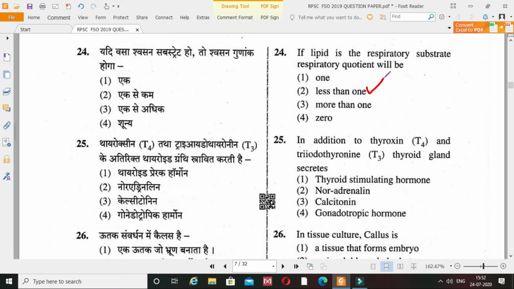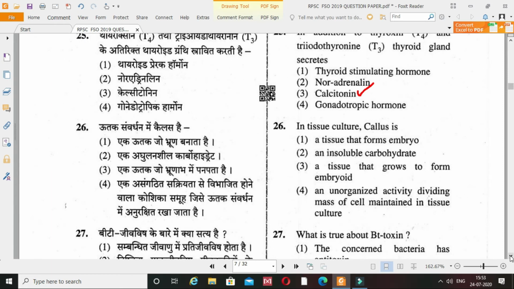Next question 25. In addition to thyroxine T4 and triiodothyronine T3, the thyroid gland secretes: 1. Thyroid stimulating hormone, 2. Noradrenaline, 3. Calcitonin, 4. Gonadotropic hormone. Which is the answer? Here the answer is 3. Calcitonin is a hormone produced and released by the C cells of the thyroid gland. Calcitonin reduces calcium levels in the blood by inhibiting osteoclasts.